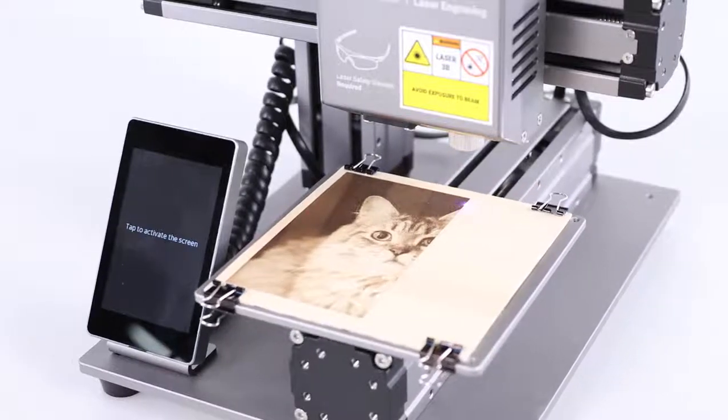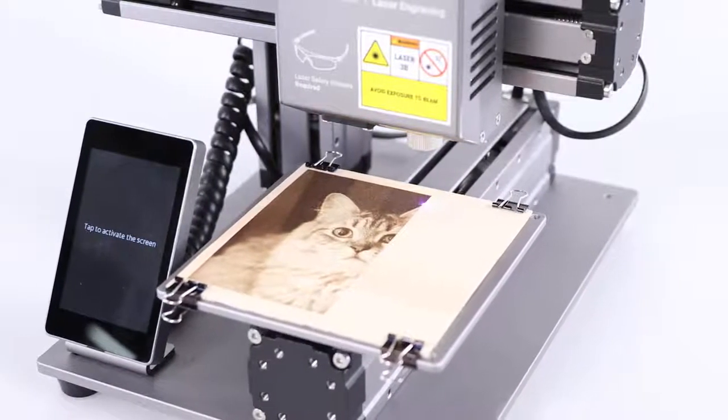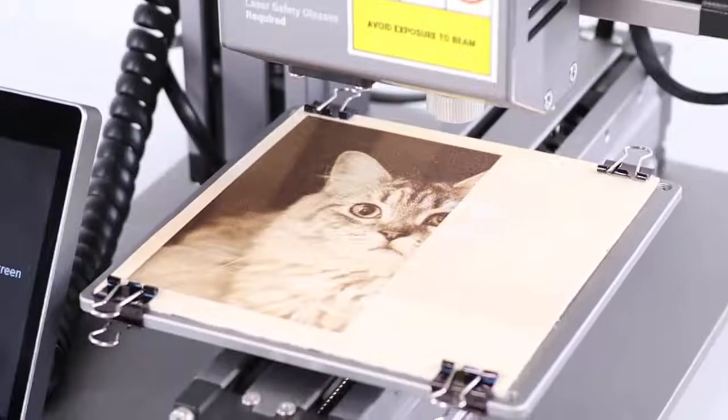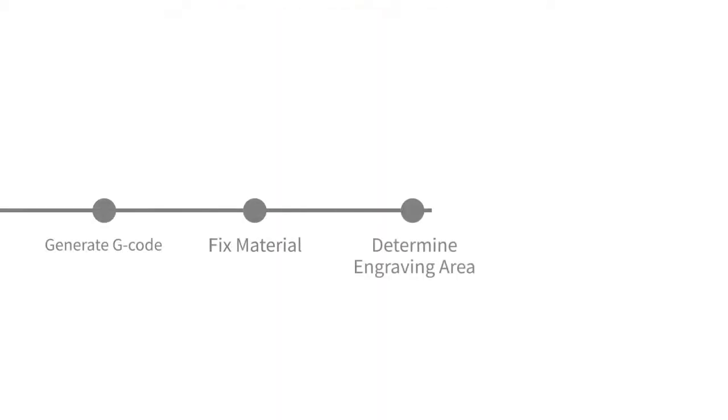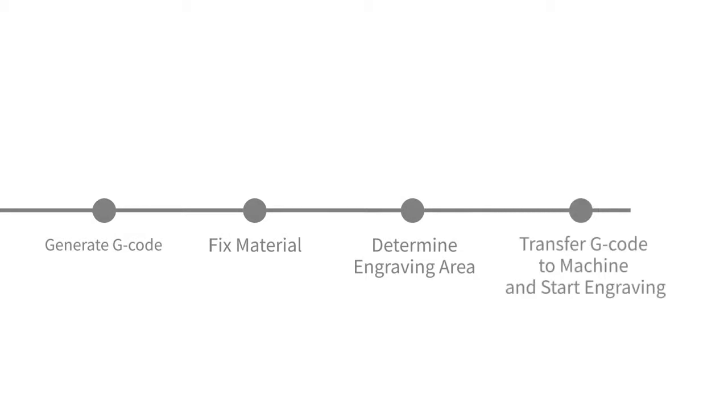In this video, we're going to demonstrate the use of Snapmaker Original Laser function by engraving a grayscale image. It will cover the whole process of laser engraver usage, including generate G-code, fix material, determine engraving area, transfer G-code to machine, and start engraving.